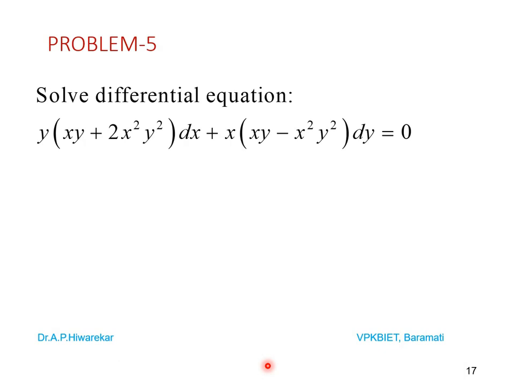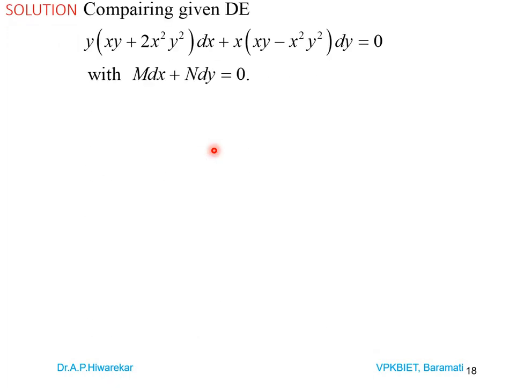So, we solve problem number 5. y(xy + 2x²y²)dx + x(xy − x²y²)dy. Just by observation, we can see that this equation is in the standard form f1(xy)y dx + f2(xy)x dy = 0. It is not difficult to verify this equation is not exact.